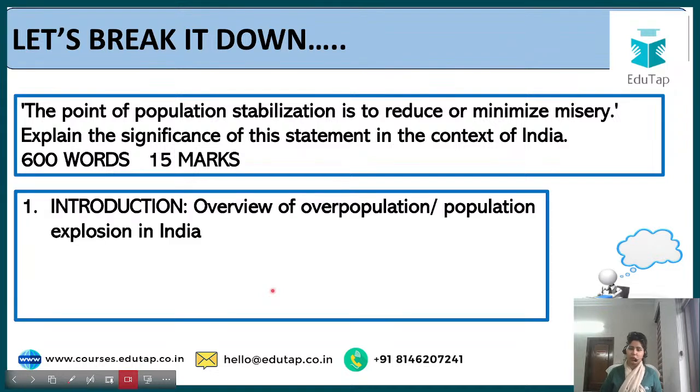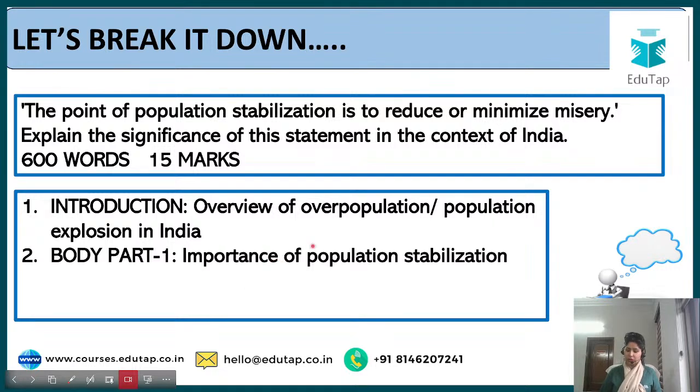So our introduction will have an overview of the topic under discussion, that is, an overview of overpopulation or population explosion in India. The second one will be talking about the question that we framed: why are population stabilization measures necessary? So importance of population stabilization, that is your body part 1.